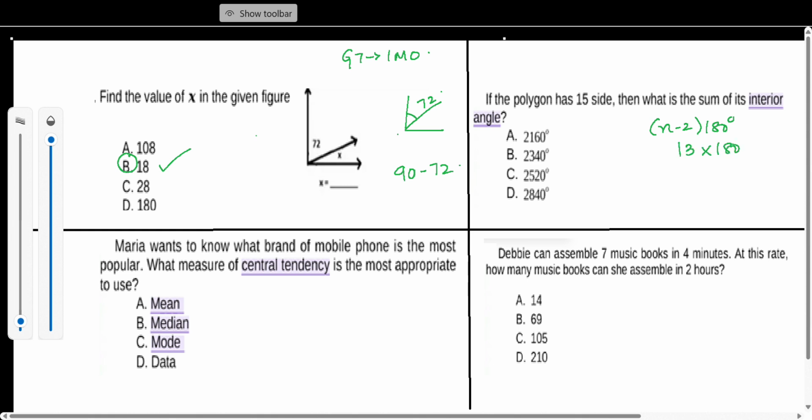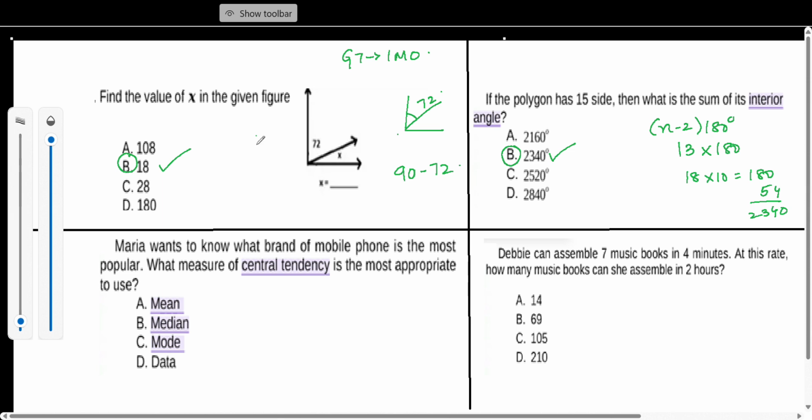18 tens are 180. 18 threes are 54. So 2340 should be the answer for this question. So this is a simple formula that we'll have to remember.